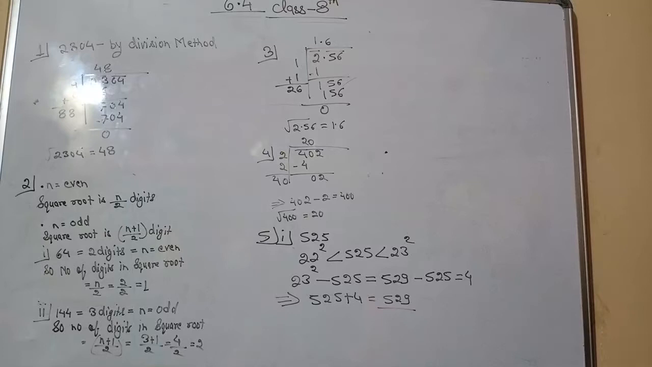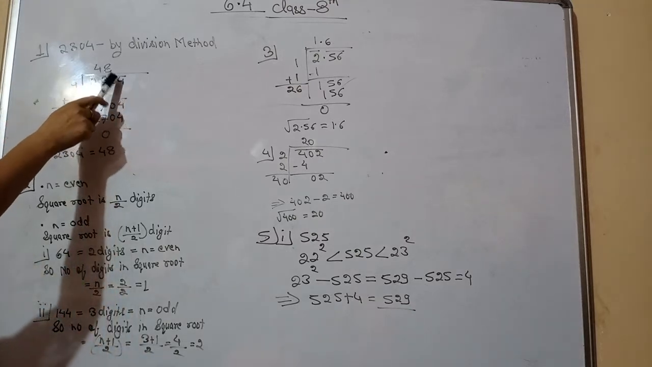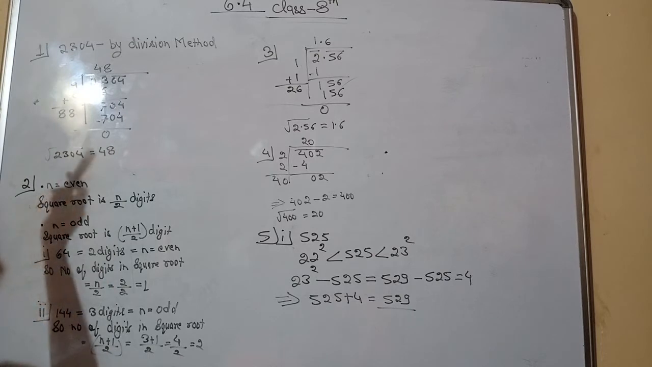Students, today we will start exercise 6.4 of class 8. Here we are going to discuss the division method for finding the square root of given numbers. So let us find the square root of 2304 by the division method, or long division method.